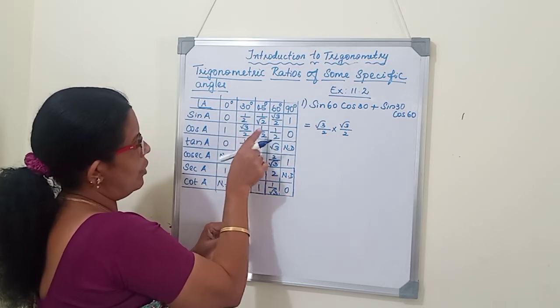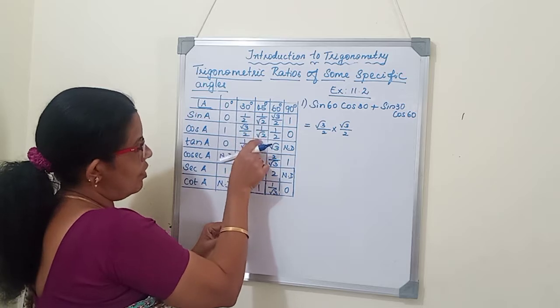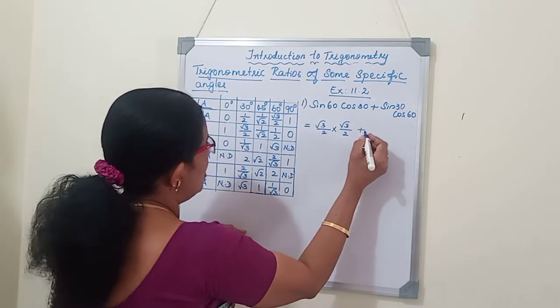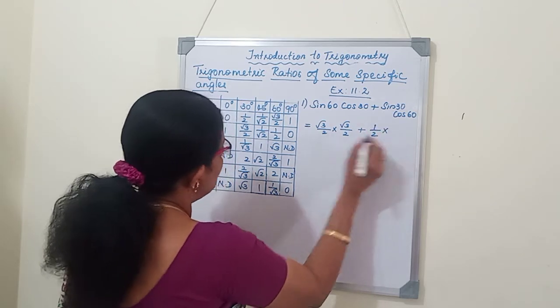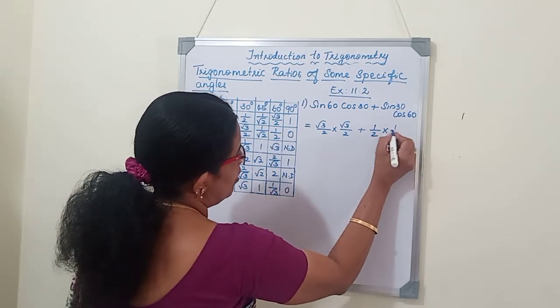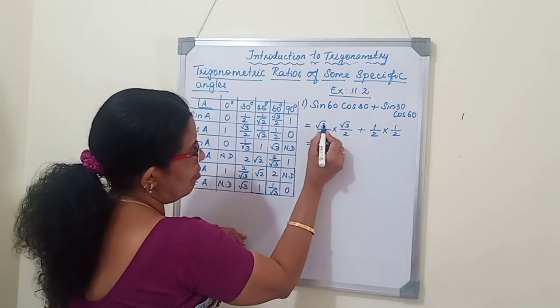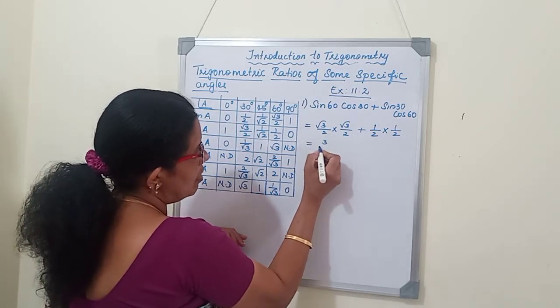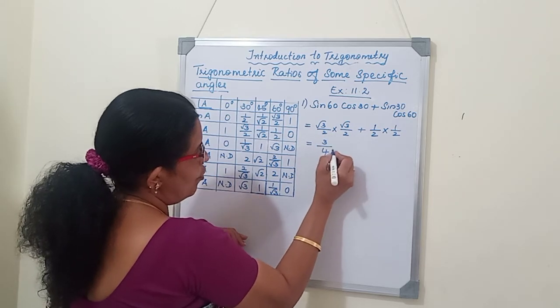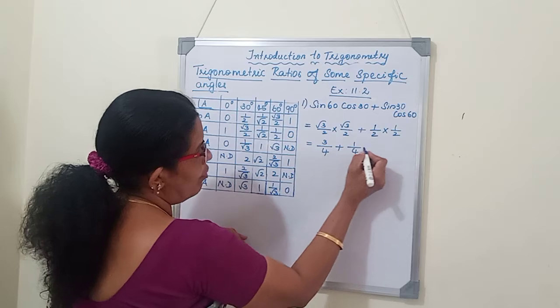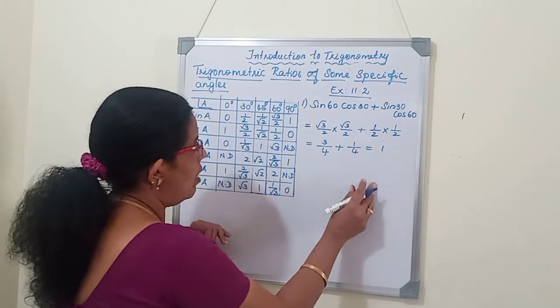Here it is root 3 by 2. Sin 45 and cos 45 both are 1 by root 2. Plus sin 30 is 1 by 2, into cos 60, which is also 1 by 2. When you multiply two fractions, numerator will multiply: root 3 into root 3, 3; 2 into 2, 4. Plus 1 into 1, 1 by 4. So 3 by 4 plus 1 by 4 is 1.